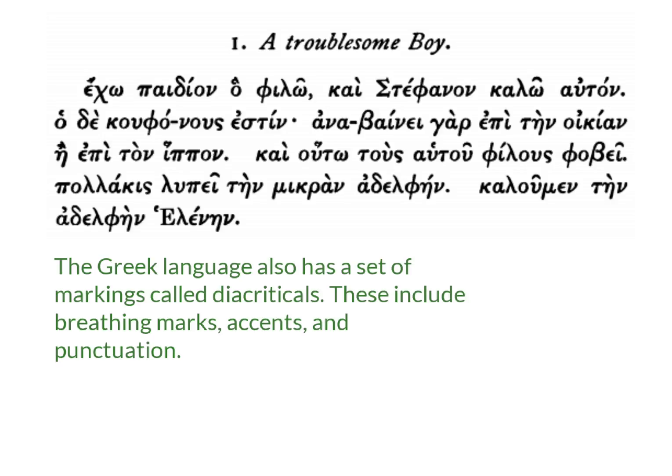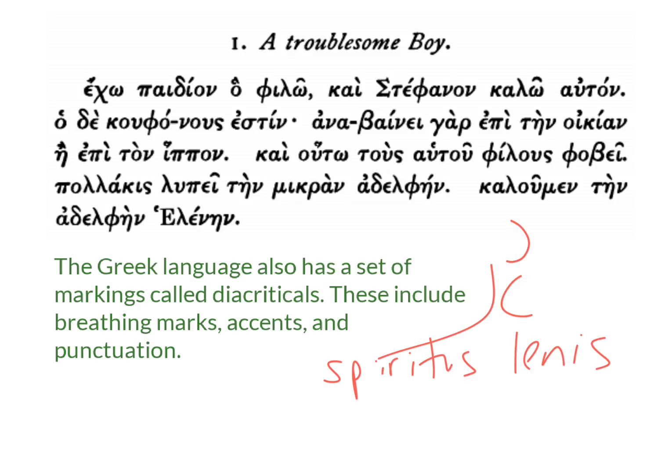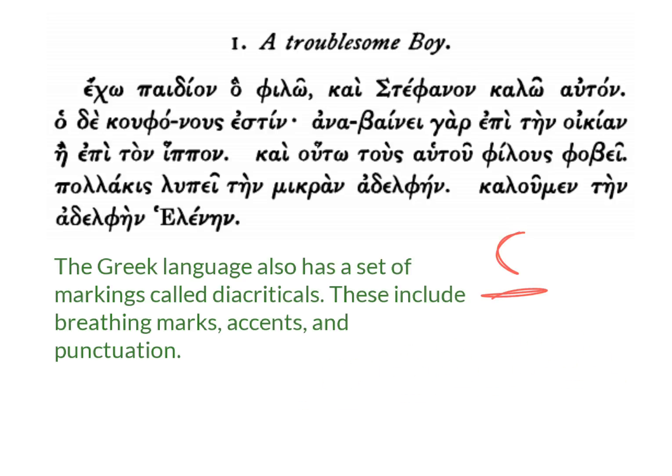First, then, the question of breathing. There is what's called a smooth breathing like so, and a rough breathing. The smooth breathing has always gone by its Latin name, spiritus, which means breathing, and lenis, which means smooth. So the smooth breathing is referred to as spiritus lenis. Then there is the rough breathing like so, which goes by its Latin name, spiritus asper, meaning breathing that is rough. It's an aspiration.